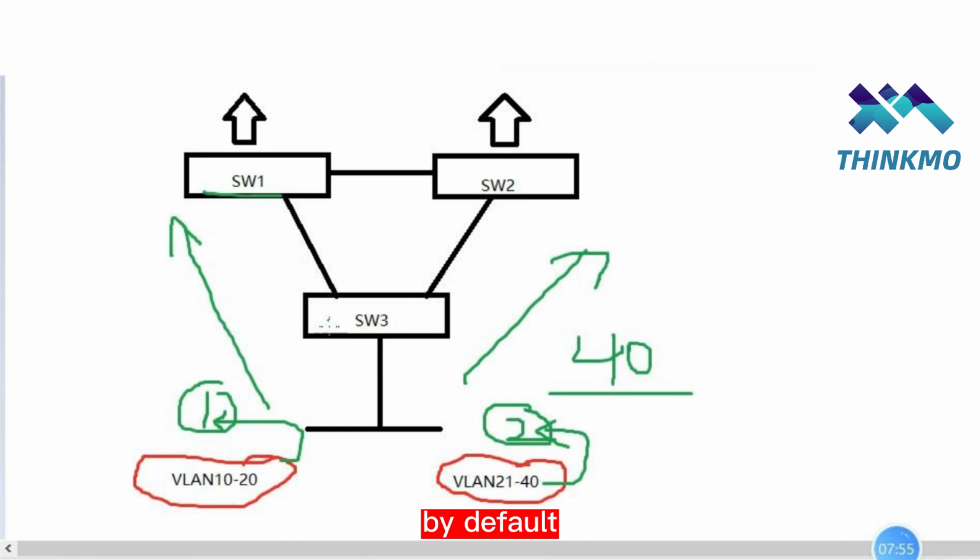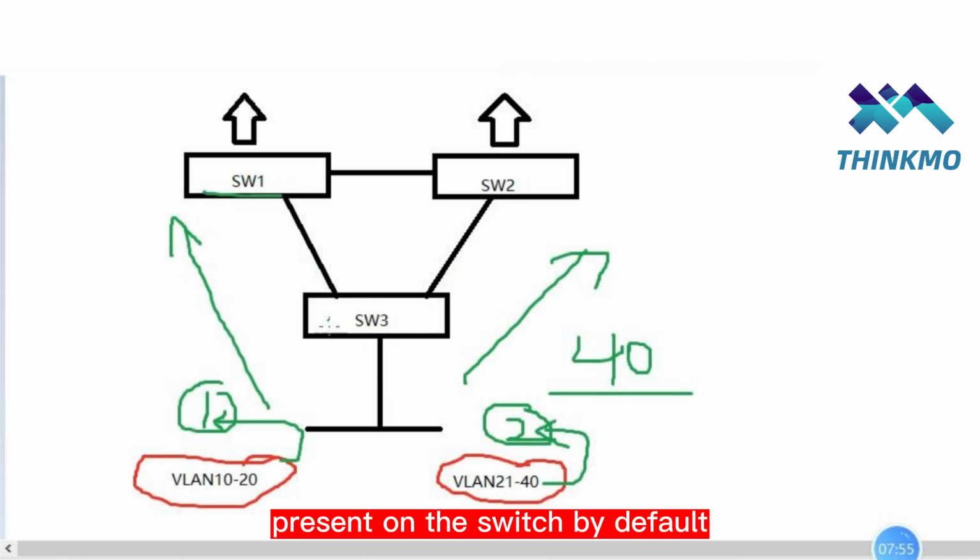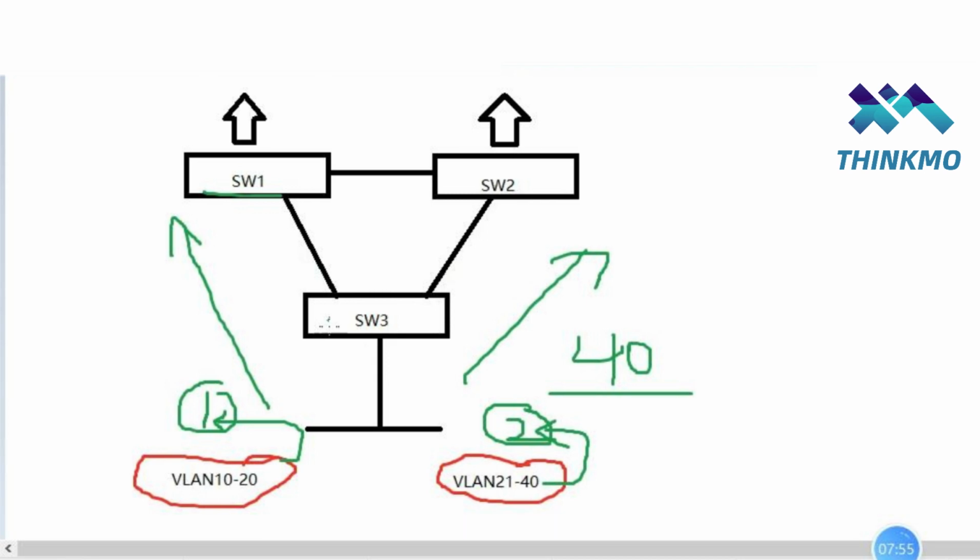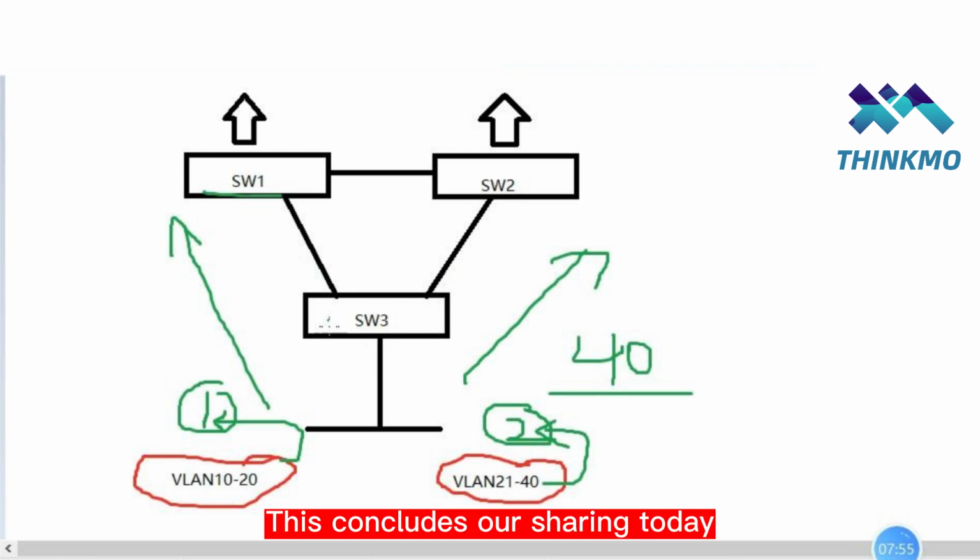Next, we need to know that by default, VLANs on the switch belong to instance 0. It cannot be deleted and is present on the switch by default. Under normal operation, VLANs 1 to 4094 by default all belong to instance 0. This concludes our sharing today.